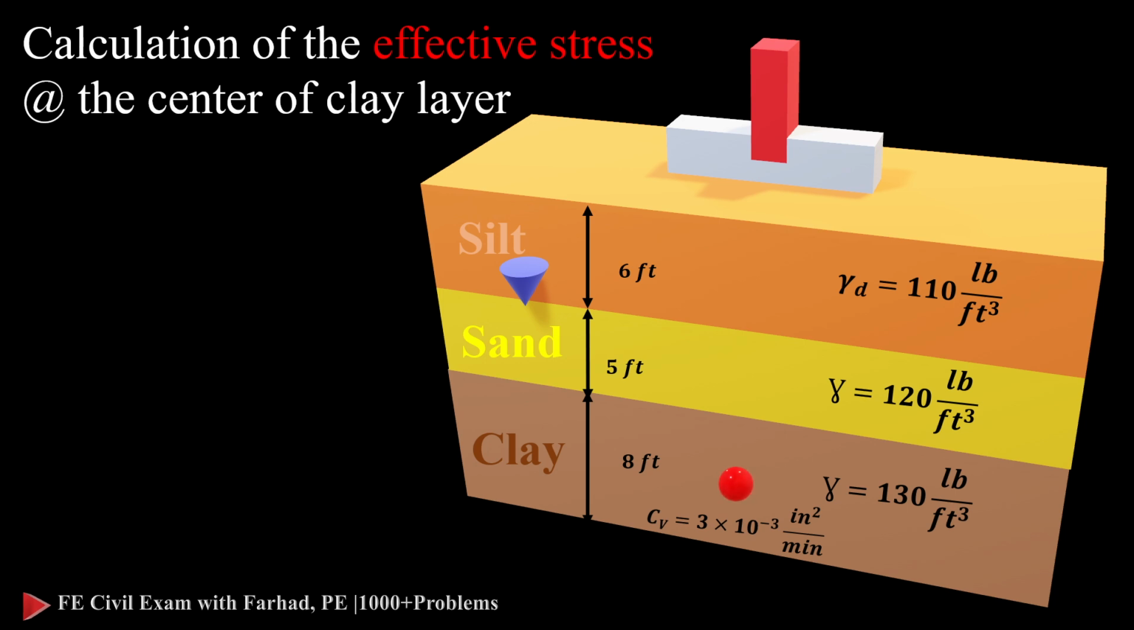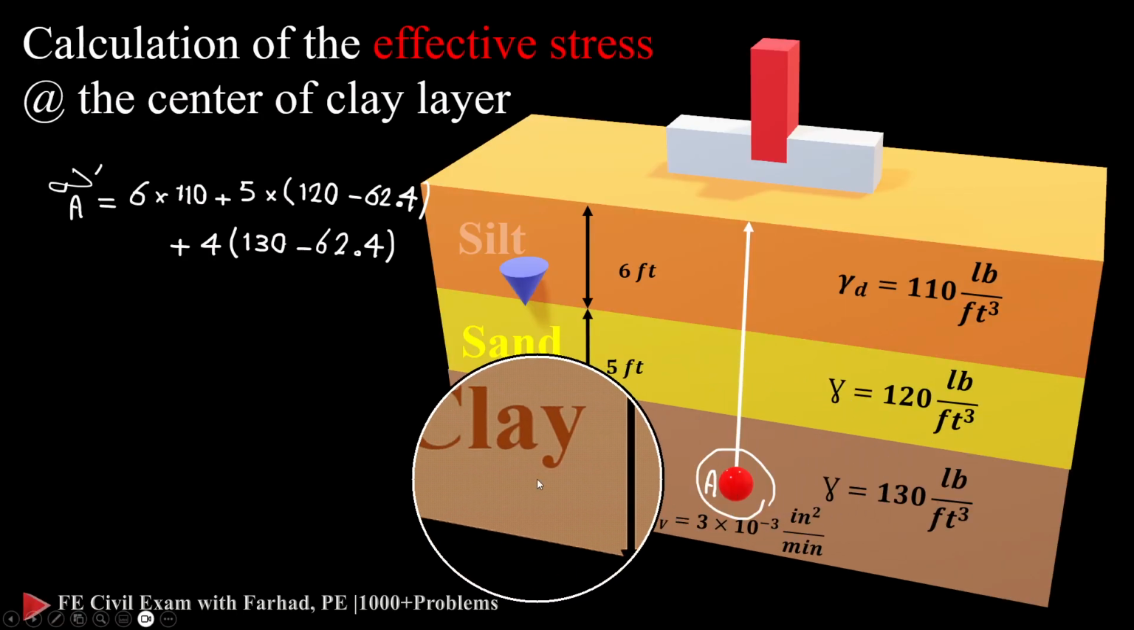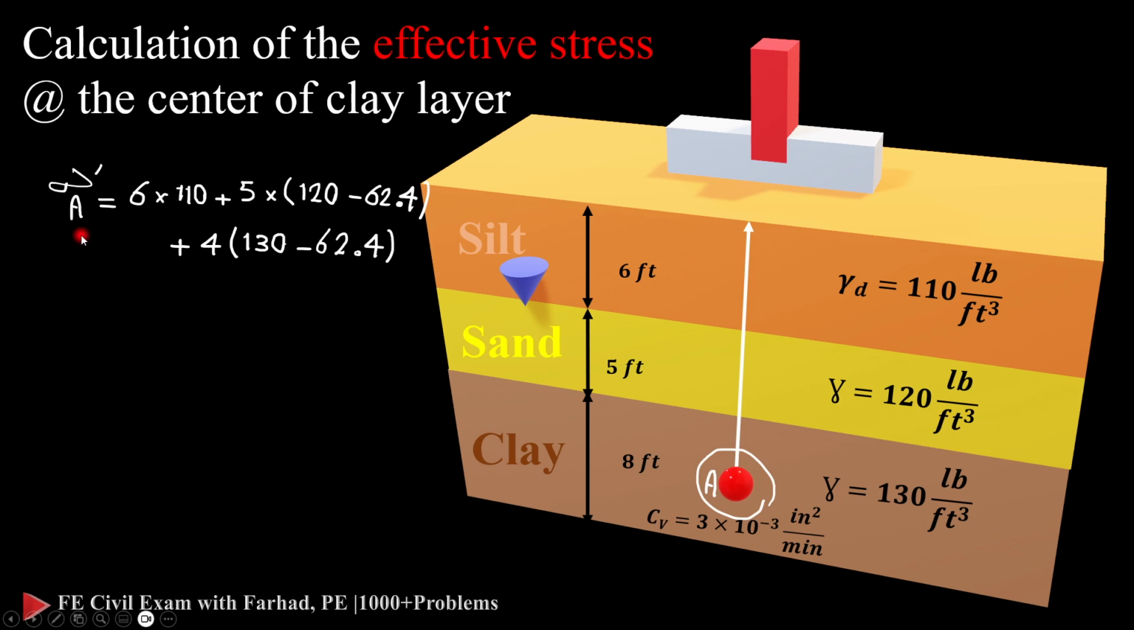To start such a problem, first of all, we have to calculate the effective stress from the very beginning, the bottom of our foundation, to the center of the desired layer, which is the clay layer. If we call this point A, at the center of the clay layer, sigma prime A from the top is 6 feet of silt in dry soil, that's 6 times 110. Then comes the second layer, which is sand, and that's the saturated one. Effective stress is 5 feet times 120 minus gamma W, in pound per feet cube.